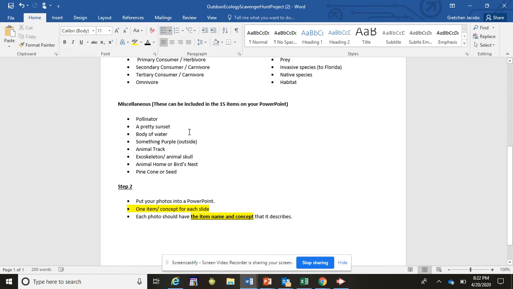After you find your 15 photos or your 15 items, you can take multiple photos of each item. But after you find your 15 items, you put them in a PowerPoint and just one item or concept per slide. So you should have about 15 slides, or 16 considering you'll have a title slide. And then each photo should have the item name and concept on it. So I'm going to show you my example.